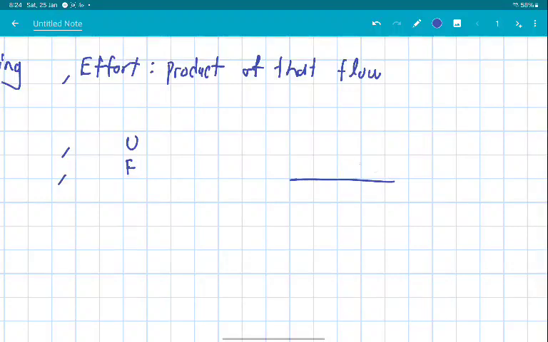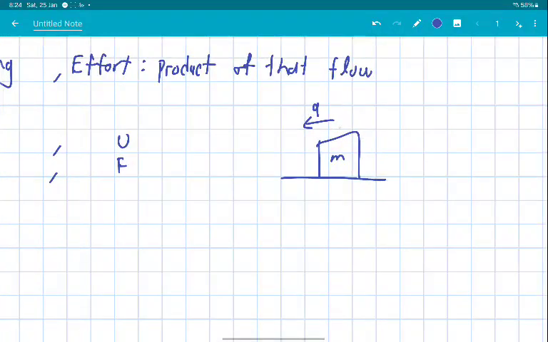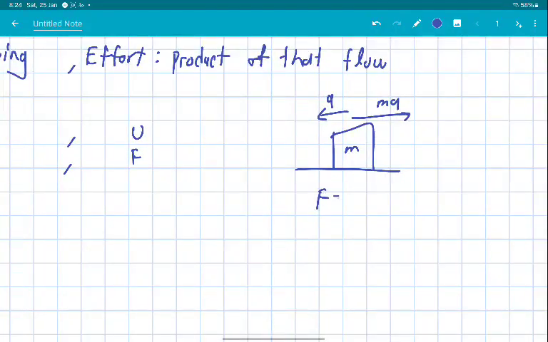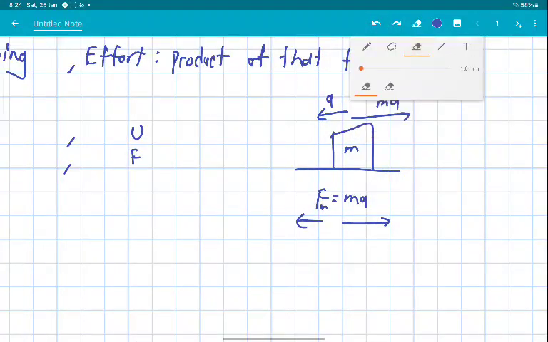So if you have mass that is moving in this direction, we call it A. Therefore you know that MA is in the opposite direction, and we say F is equal to MA, meaning the force is in that direction, in this case FM, and inertia is in the opposite direction, which is on the other side.